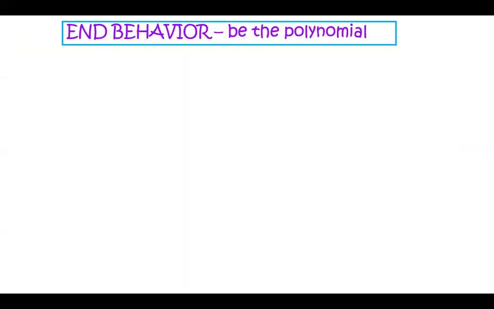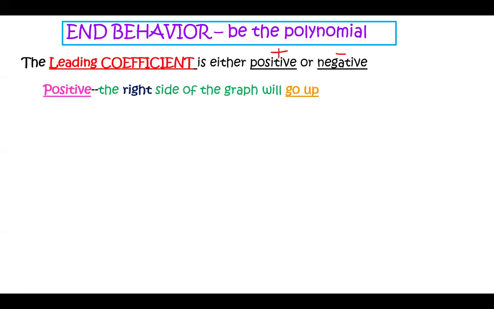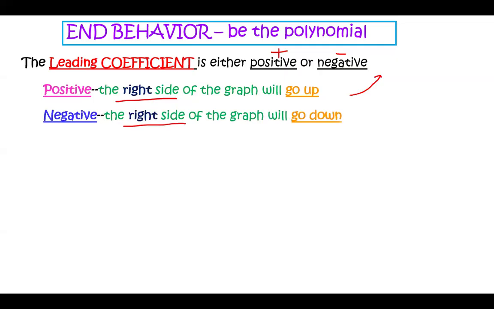So when you're looking at the end behavior, you're going to identify your leading term. In your leading term, you're going to look for your leading coefficient, and you're checking to see: is my leading coefficient positive or is it a negative number? Based on this, it means a thing. If it's positive, that means the right side of your function is going to be going up. If it is negative, again, we're focused on the right side, that means the right side of your function is going down.